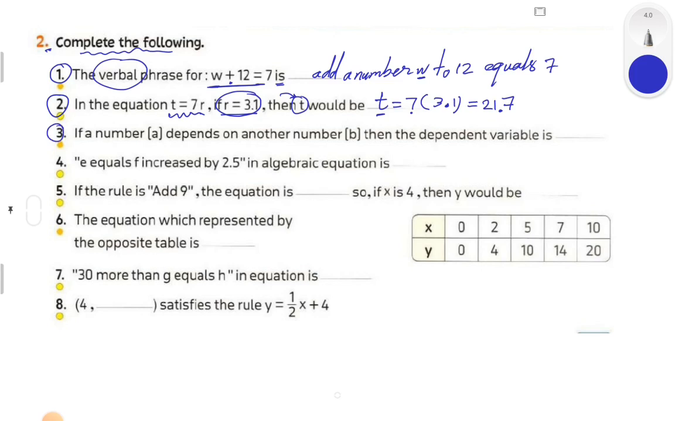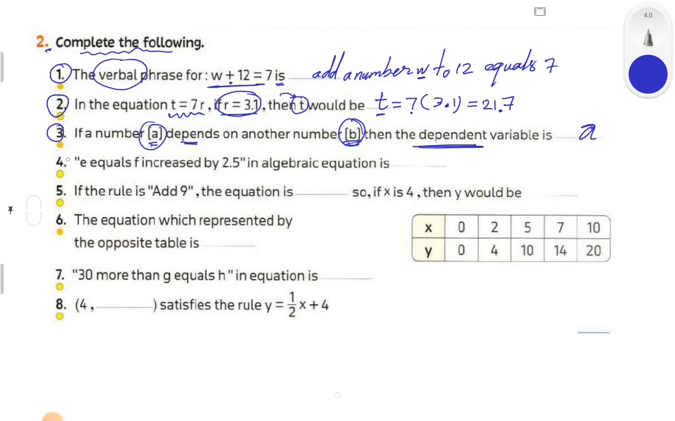Question number 3.3. If a number a depends on another number b, note with me, a depends on b, then the dependent variable is always the first number, which depends on the other. The first one is the dependent and the second one is the independent. Now if we are asked about the dependent variable, it's a. If he asks us about the independent, it's b.